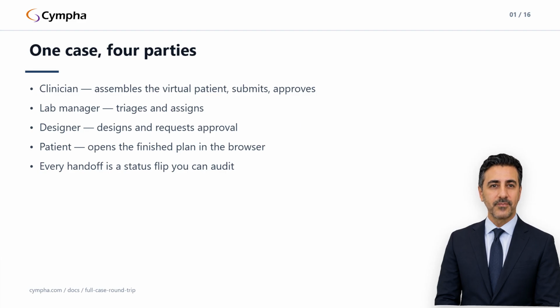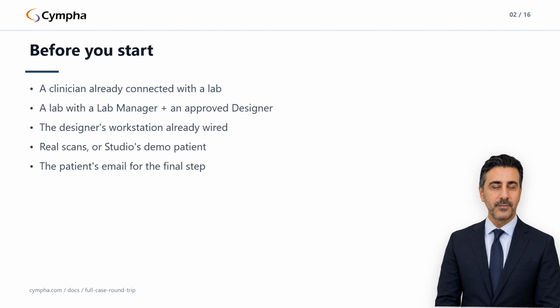4 things. First, a clinician with a Cympha account and a lab they've already connected with. Remember, there is no public lab directory. The lab is found through the lab search on the new case form, so that connection has to be made in the real world first.